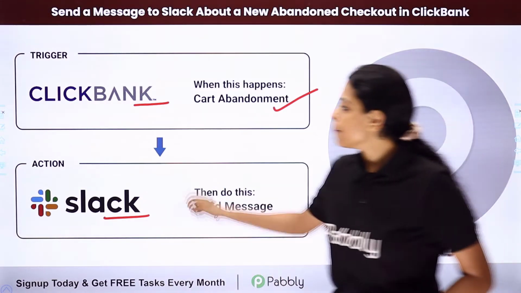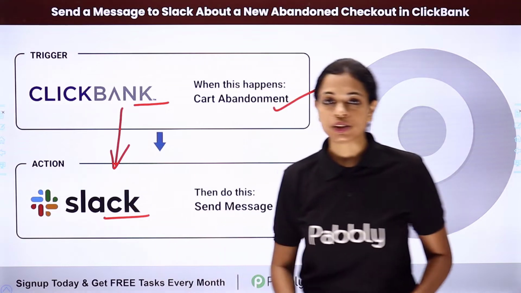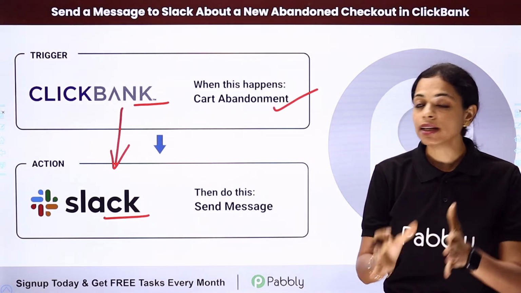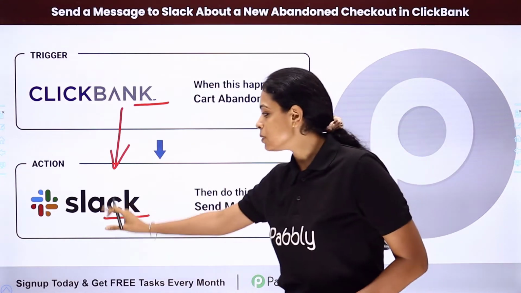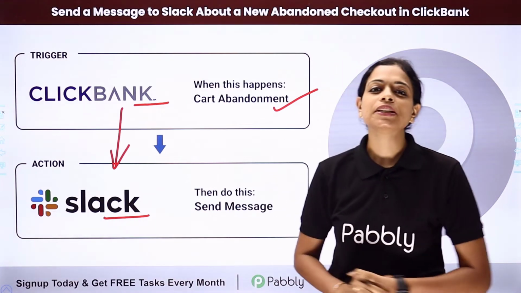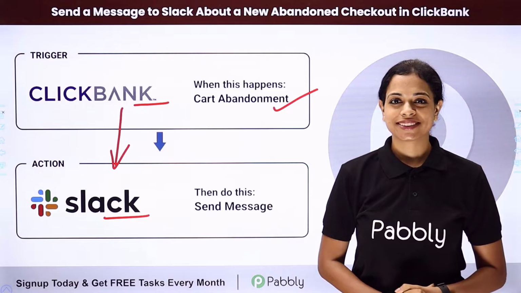How would you do this? By integrating these two applications with the help of Pabbly Connect. Here, your trigger application would be ClickBank and your action application would be Slack. How would you do that? Let me take you to my screen and show you.